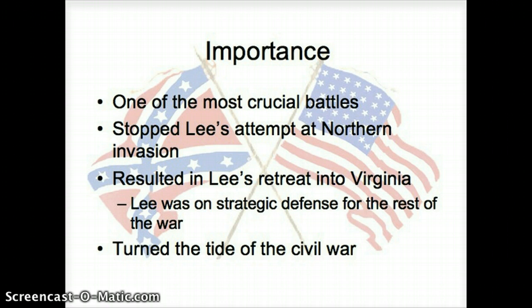and we could discuss. It stopped Lee's attempted invasion of the North. For the rest of the war, the Confederacy was on the defensive. The Union has now taken over. We're winning most of the war now. So that's how I would end that.